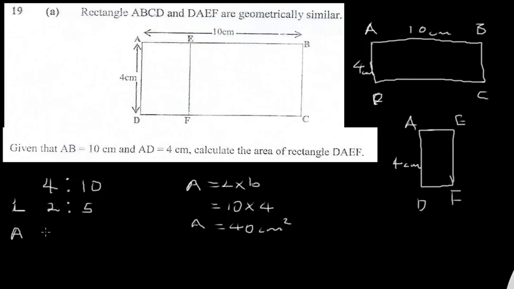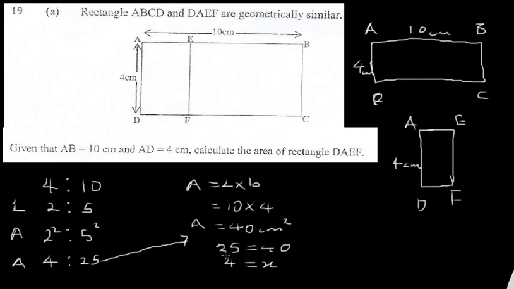So we'd say area would have 2 squared to 5 squared, and this simply gives us 4 to 25, and this is the ratio of the area. And we know that this is the area of the larger rectangle, which corresponds to the 25, but what we're looking for is the area of the smaller rectangle. So we'd have 25 is to 40, and 4 is to x, right?